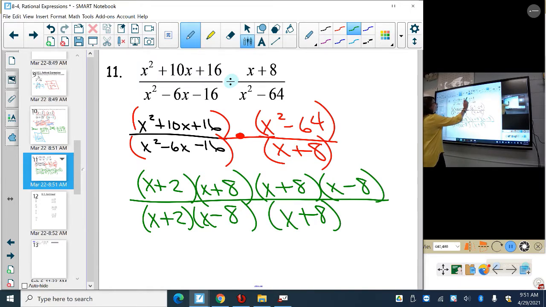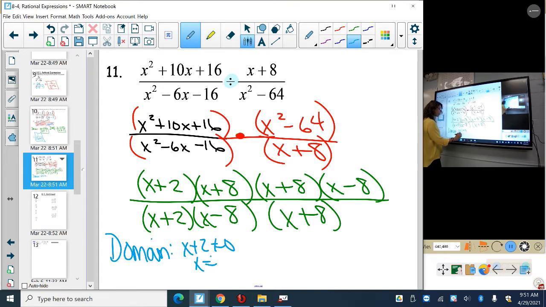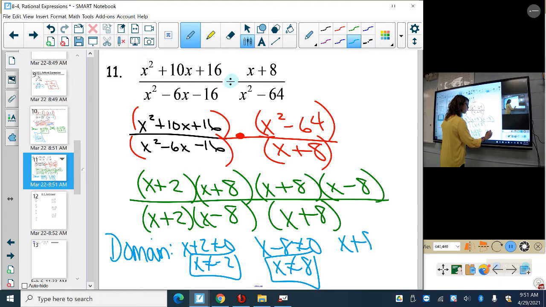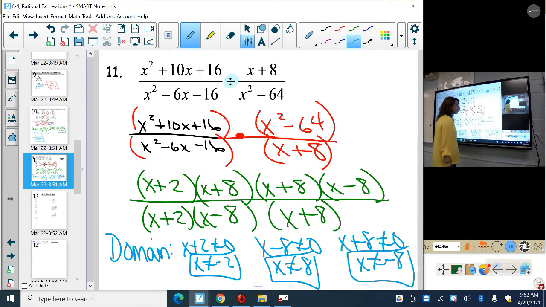So from there, I need to go ahead and find my domain restrictions. My domain restrictions come from each denominator. So x plus 2 cannot be 0, so x cannot be negative 2. x minus 8 cannot be 0, so x cannot be positive 8. And x plus 8 cannot be 0, so x cannot be negative 8. So those are my domain restrictions, okay?